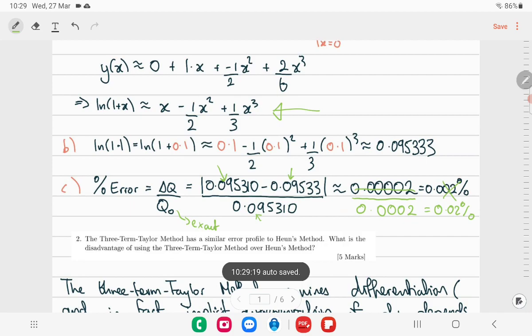Next question is a theoretical question. The three-term Taylor method has a similar error profile to Heun's method. What is the disadvantage? I think we saw this in the first thing. The three-term Taylor method requires differentiation.